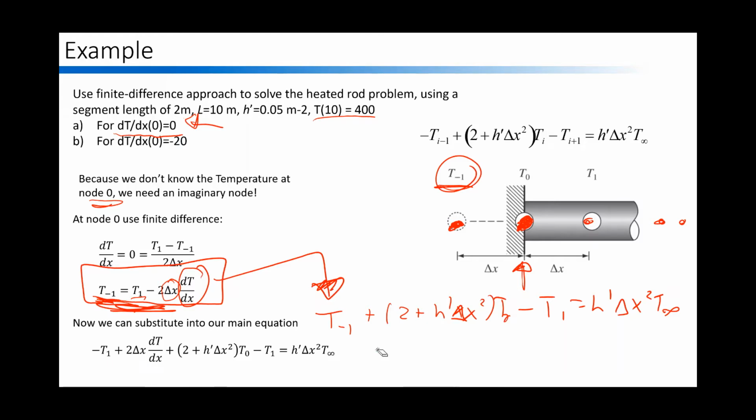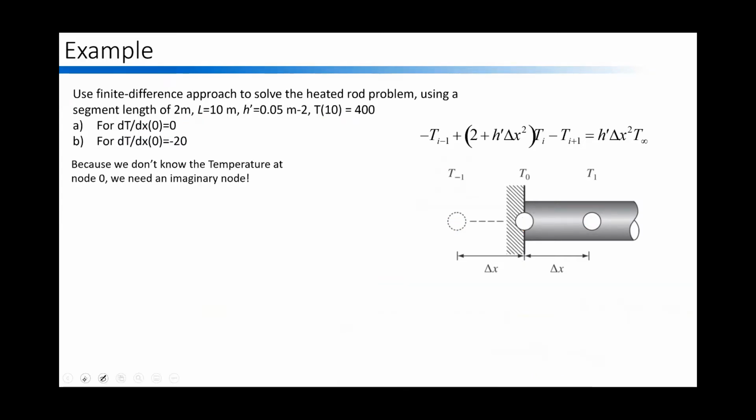Okay, so once I do this, now I can rearrange this problem. I get a T0 term, a T1 term, and then a bunch of constants on this side. But it's going to set us up to go. So let's implement this idea of these imaginary nodes for these two different possibilities. Let's first look at this dT/dx equals 0 case.